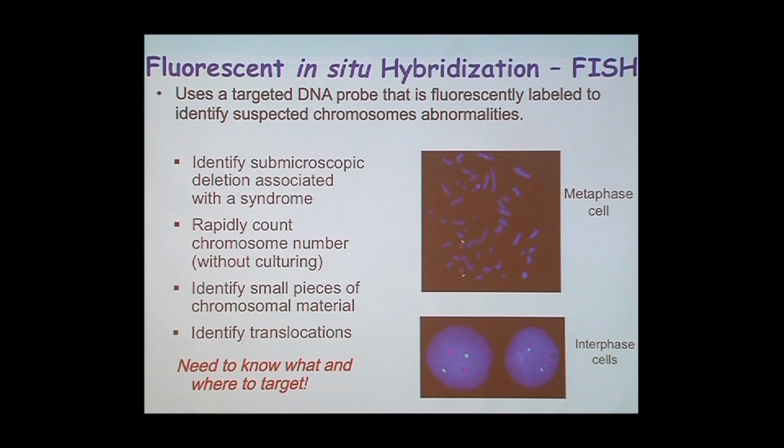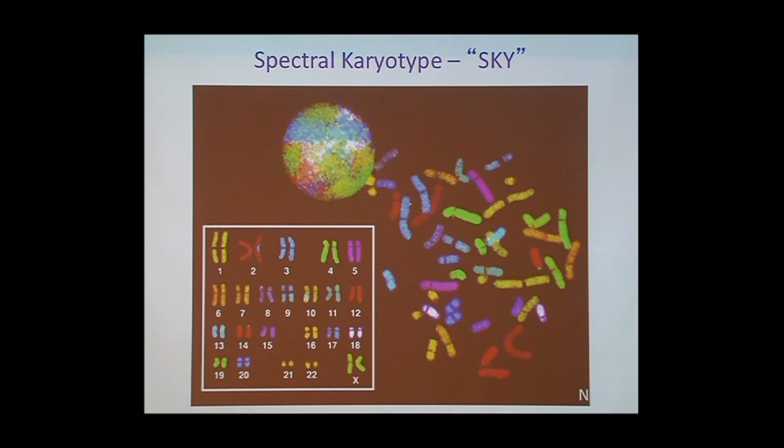And you can also identify smaller deletions that you would not be able to see in a full karyotype. And you can also identify if there's a little piece of chromosome there and you're not sure what it is. This can help you identify what that material is. It's useful to know what your target is when you're doing this technique. So if you're looking for a particular gene, you use the probe for that gene. But if you're not sure what you're looking at, then this can be challenging. And the spectral karyotype, or the SKY karyotype, is basically doing fluorescent in situ hybridization with a whole bunch of probes that cover the whole chromosome. It's basically the same thing.